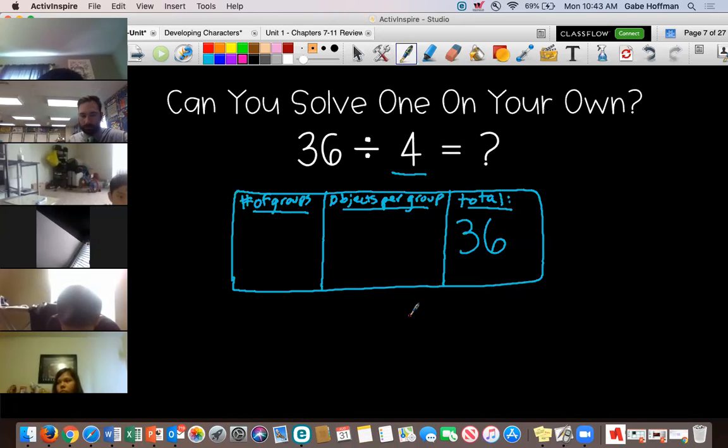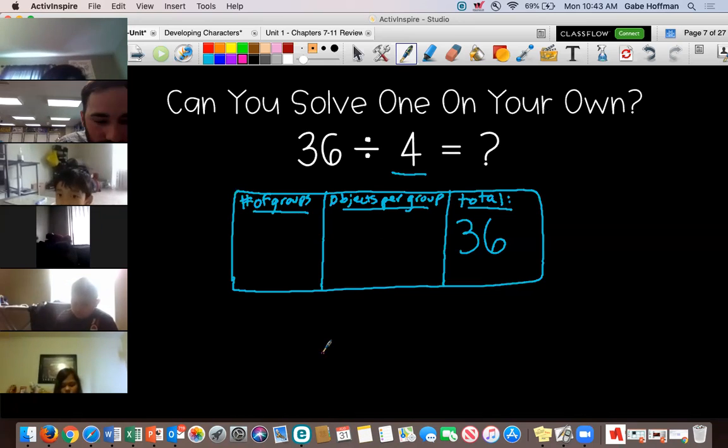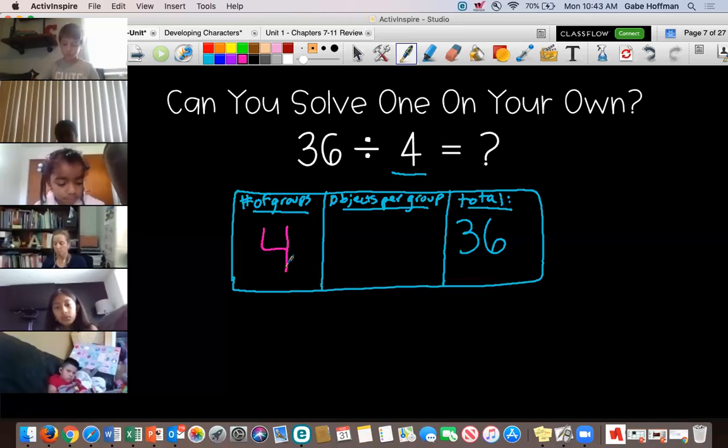Okay, guys, we're gonna come back together and I'm gonna hear how you guys solve this problem. So who would like to share how they solved this problem? Raise your hand. Asil, all right. Did you put 4 in the number of groups or the objects per group? Number of groups. Okay, now talk me through what you did.